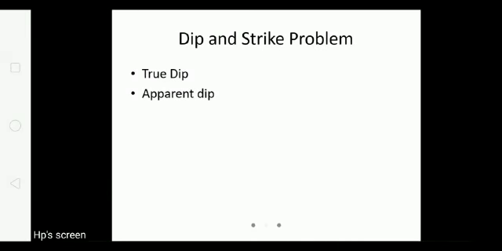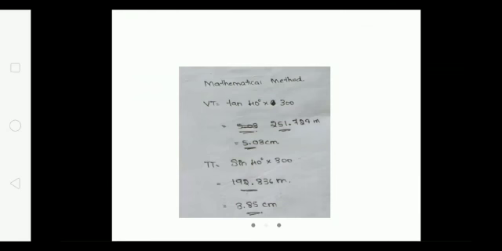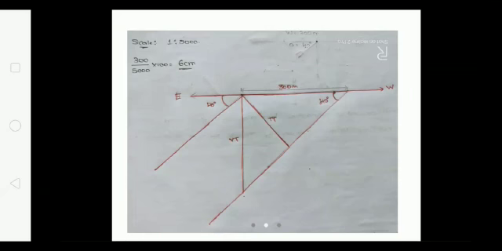Hello students, we'll start with the next problem, that is a dip and strike problem. As already we have discussed about dip and strike, those two terminologies are familiar now for us. So you know what you mean by dip and what is strike. If not, I'll go back to this just to make you understand once again, to brush up.